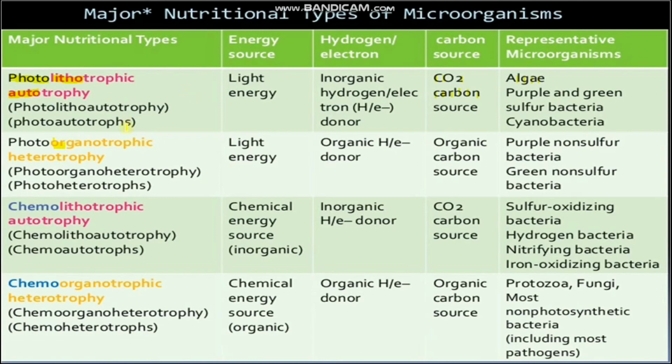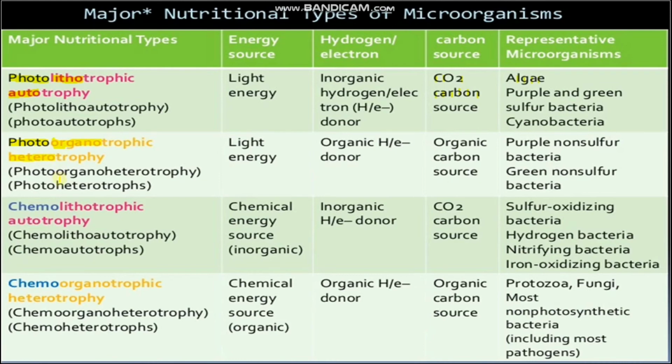And the second type is photoorganoheterotrophy. That is, these organisms use light energy as their energy source. The word organo says that these organisms use organic molecules as their electron source, and they use different types of organic molecules produced by organisms as their carbon source.